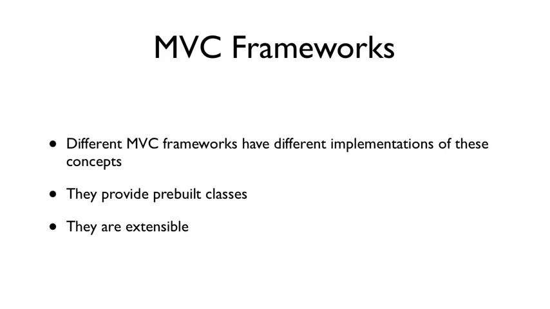And there are a lot of different MVC frameworks. If you just look at the web application frameworks alone, there are lots of them. And then there are other MVC frameworks that are not particular to a web application. You could have an MVC framework for desktop applications. You could have an MVC framework for mobile applications, and so on. So different MVC frameworks have different implementations of these concepts, but the core concepts of model, view and controller that we've just discussed are the same. So they provide some pre-built classes for these core concepts, and then we can extend them and build our application using those frameworks.